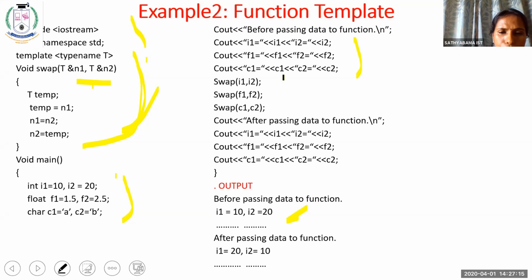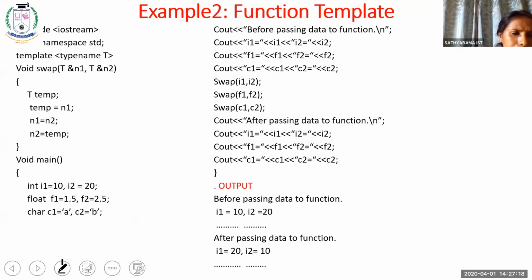Now you call the function one by one. First of all, we are going to call the function swap. What is the function name? Swap is the function name. With the support of the function name, you call the function swap. While calling the function, you pass two arguments. We have two integer values, I1 and I2. By calling the function, I'm passing these values here. Now I1 is received by n1 and I2 is received by n2, and n1 and n2 are integers.